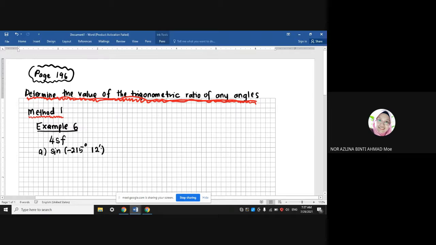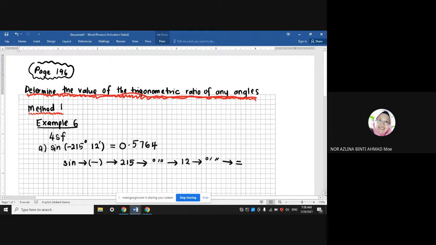Okay, how to use calculator? You press sin, then you press negative, okay, negative symbol. Then you press 215. Then you press the symbol angle beside negative symbol. Okay, like this symbol. Then you press 12. You press the same symbol and equal. Okay, this is the method. Then you get the answer is 0.5764. Okay, you use calculator.